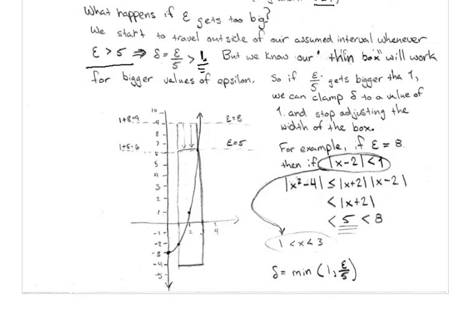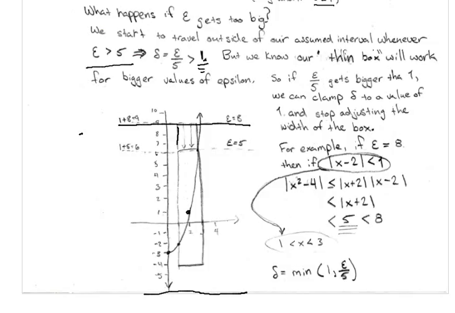So if epsilon over 5 gets to be bigger than 1, we can clamp that value of delta to a value of 1 and stop adjusting the width of the box, and only start adjusting it when the epsilon value starts to close in on the point itself. So for example, let's say that we had an epsilon value of 8. We would have 8 above our limit point and 8 below our limit point.